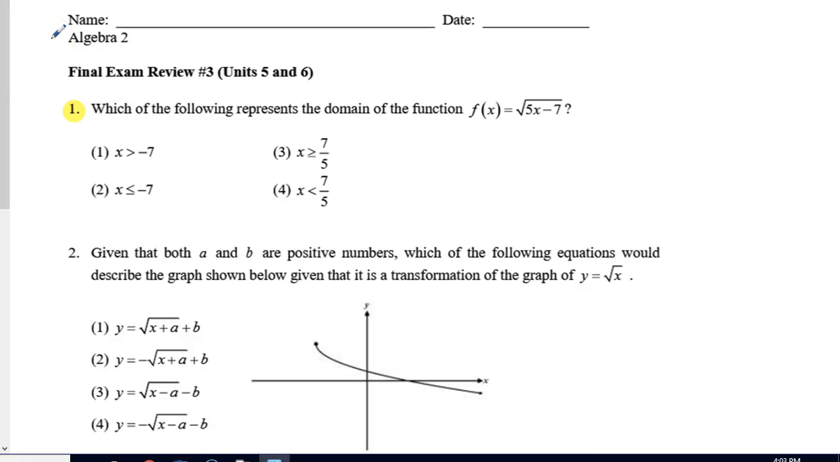In this recording, we're going to review units 5 and 6 from last year. So anything having to do with radicals as well as rational functions, so your fractions. First question we're going to look at is number 1.